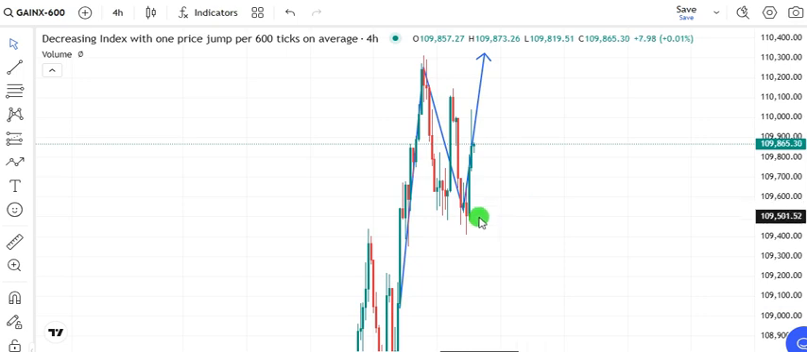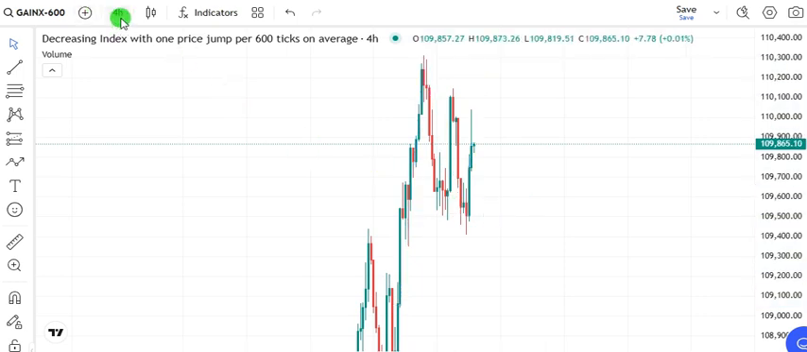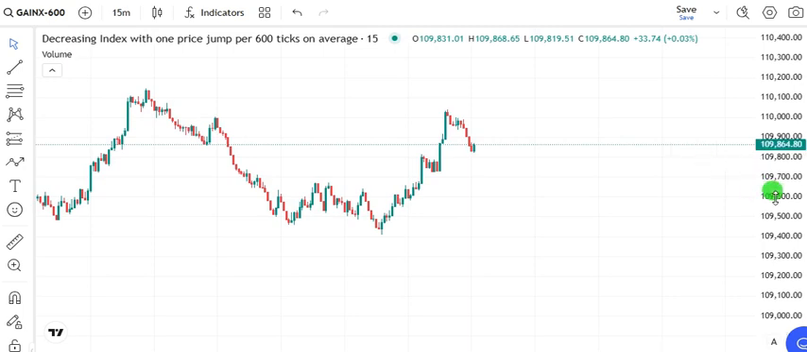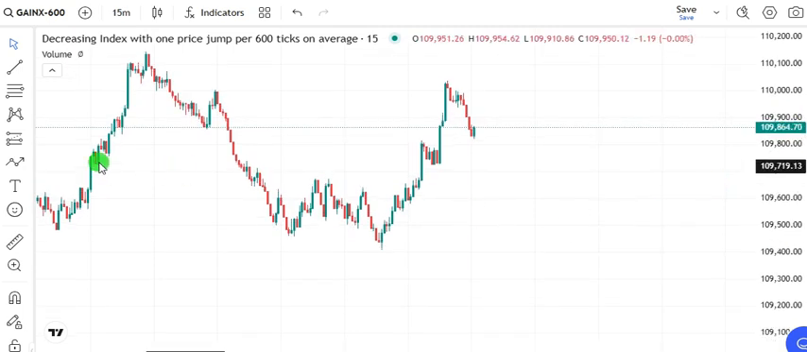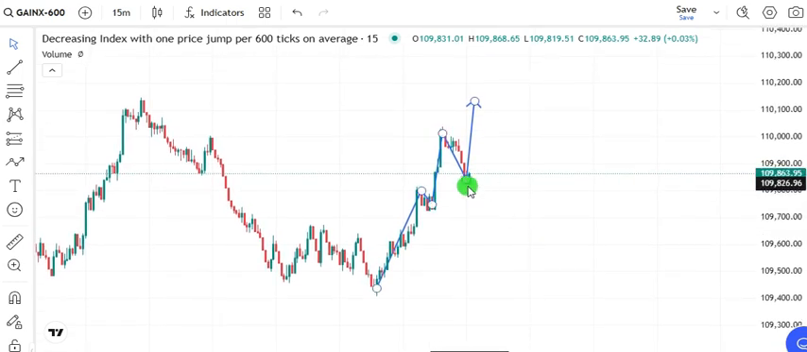So then let's see what really is going on the 15-minute charts. All right, on the 15-minute chart, you can still see bullish formations. You can see the bullish formation breaking above this previous level. So we want to see continuation for us to go long on Gain 600. So let's see continuation. Let's see when the markets are moving bullish.